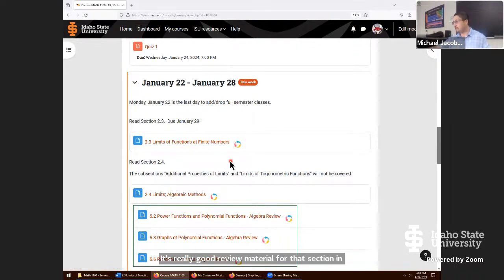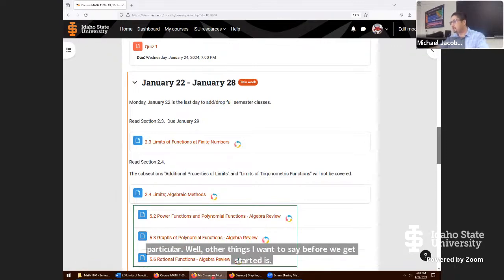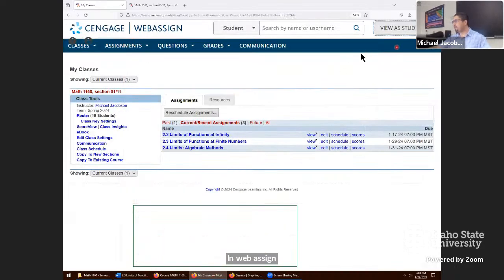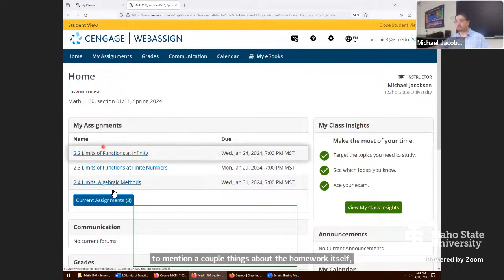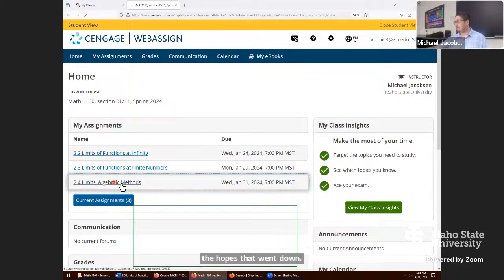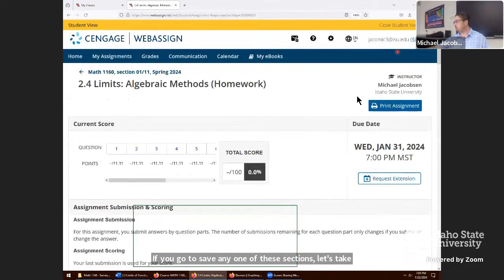Other things I want to say before we get started: in WebAssign, if we go back to the student view, I want to mention a couple things about the homework itself that folks have found. If you go to any one of these sections, let's take a look at 2.4. There it goes. It's a little bit slow today. Let me undo that annotate.